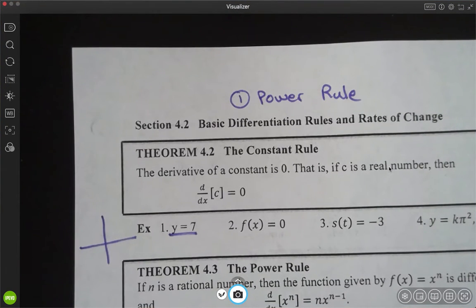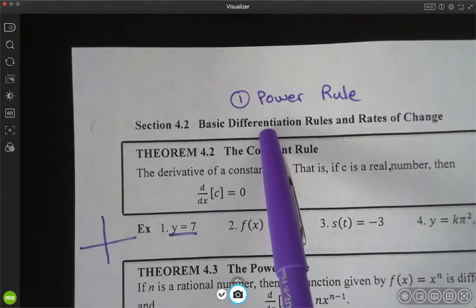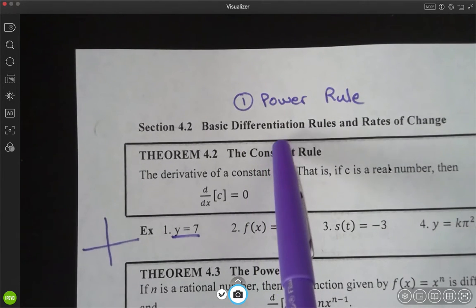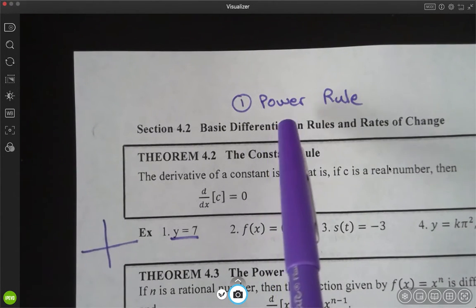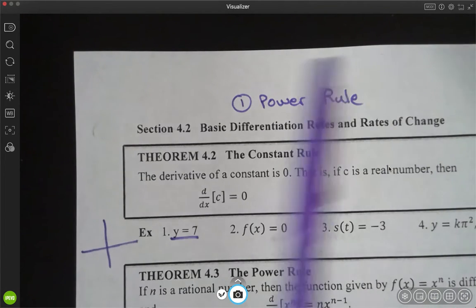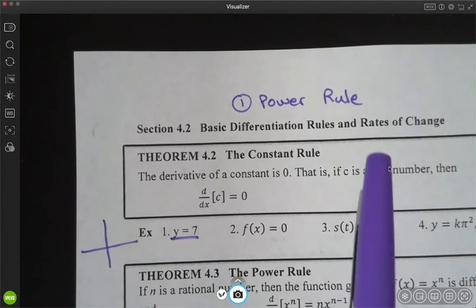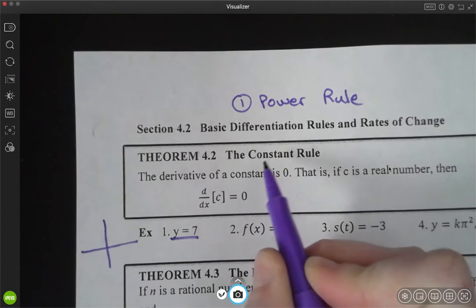Okay, I just told them in section 4.2 we deal with the first and only rule for this section, which is the power rule. There are 4 rules for differentiation or taking the derivative, and the next ones we're going to learn in the coming sections. But 4.2 is just the power rule, that's it.